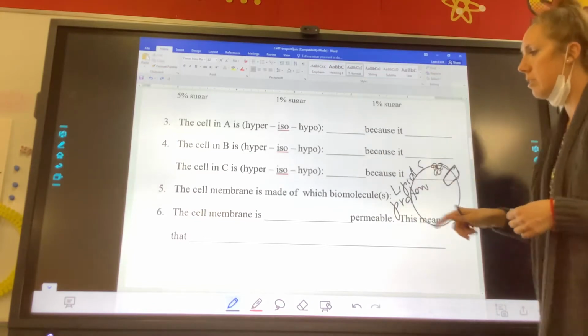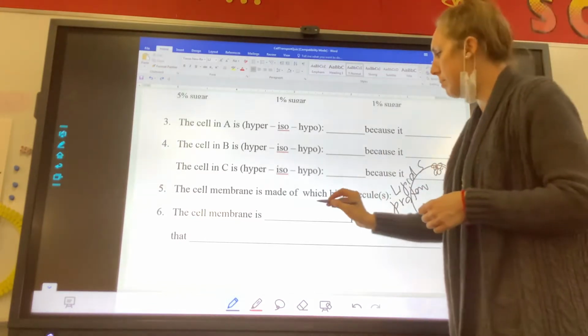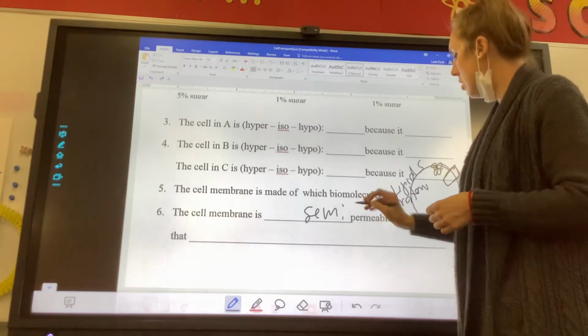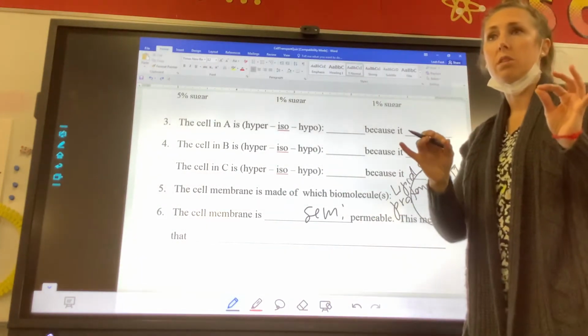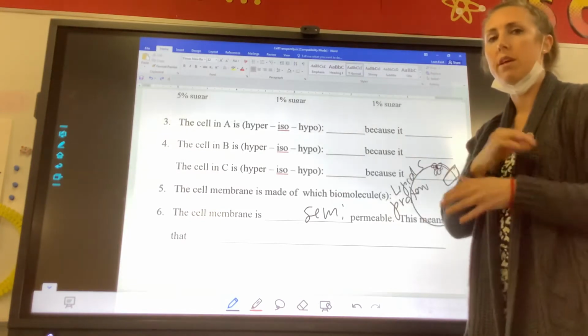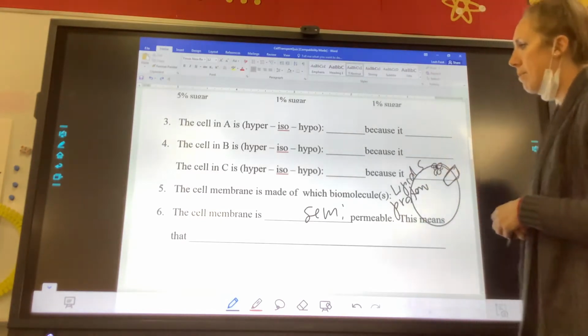The cell membrane is, you could have put selectively permeable or semi-permeable. This means that it only allows specific or certain things to come in and out. It's not everything or nothing, it's just specific things.